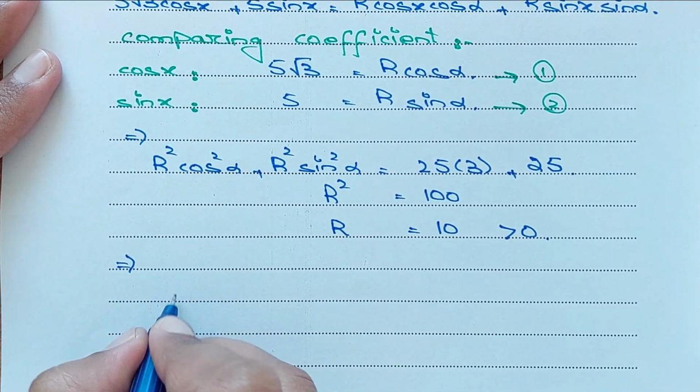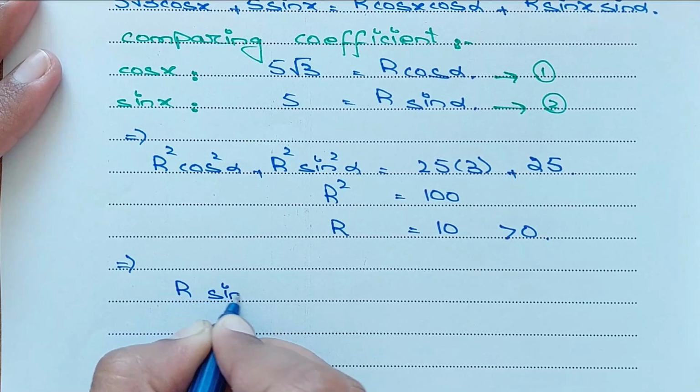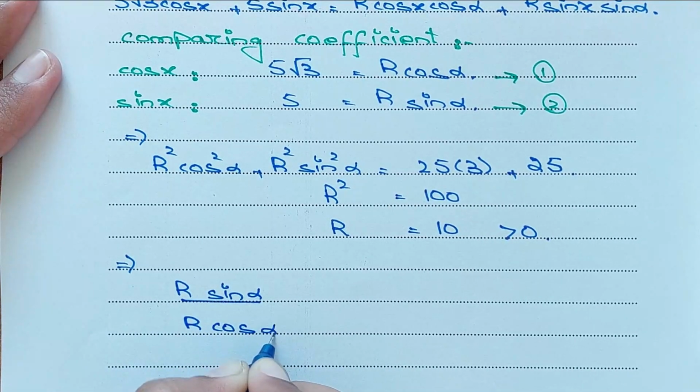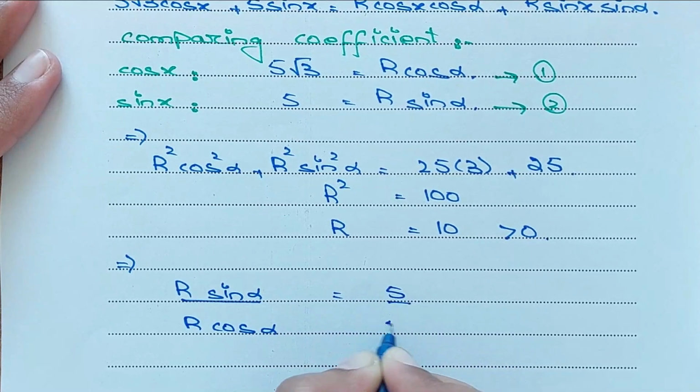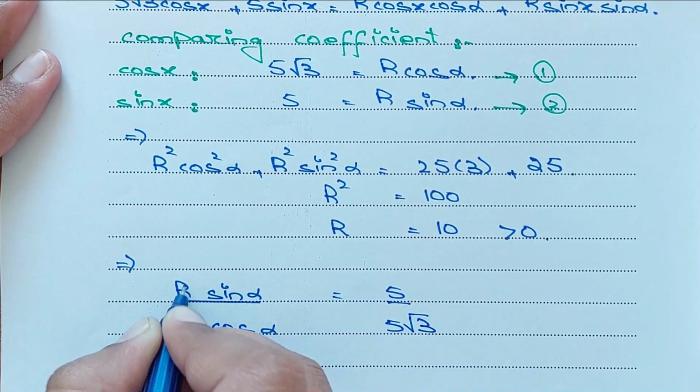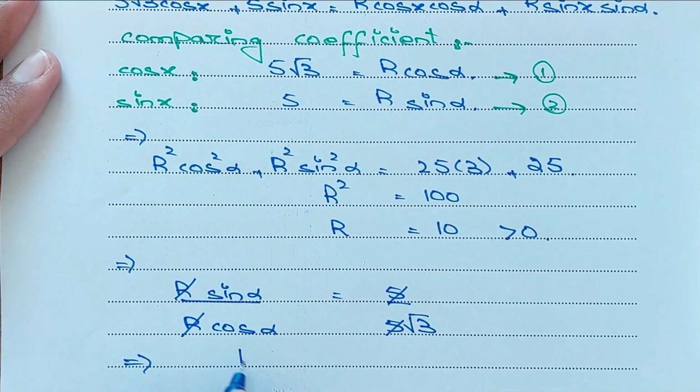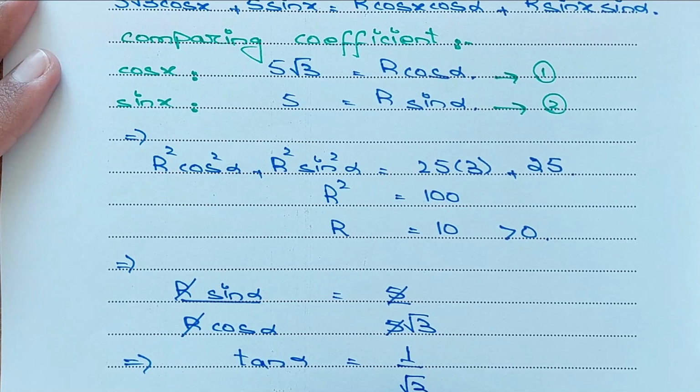To solve for alpha, we divide the second equation by the first: r sin alpha over r cos alpha equals 5 over 5 square root of 3. r cancels with r, 5 cancels with 5. So from here we can say tan alpha is 1 over square root of 3.